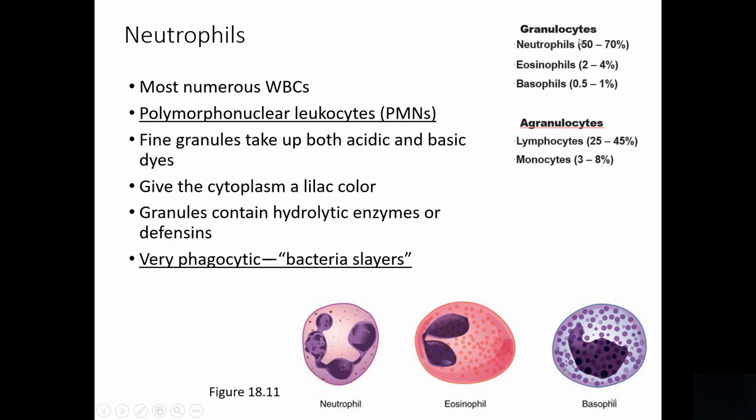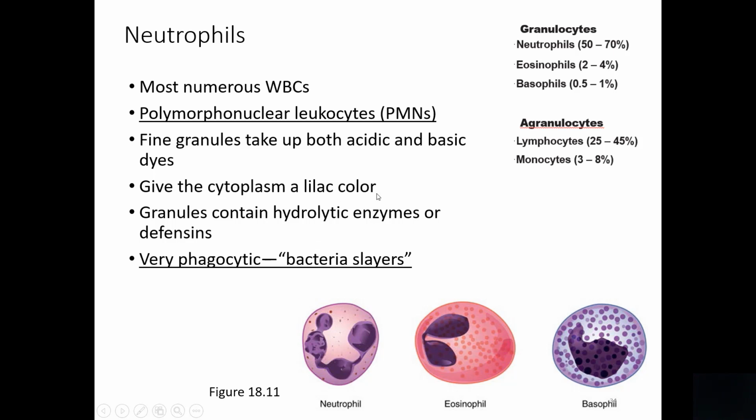The first type of granulocytes are neutrophils, and we have them 50 to 70% out of all white blood cells, so they are the most numerous white blood cells. They are also called polymorphonuclear leukocytes, and it means that their nucleus is made of several parts. They can have different shapes and sizes, but they are all connected to each other. Usually there are 3 or 4 of those parts.